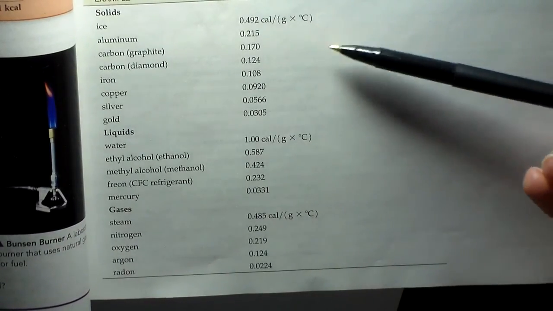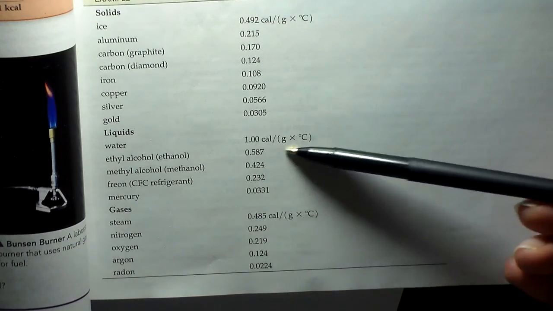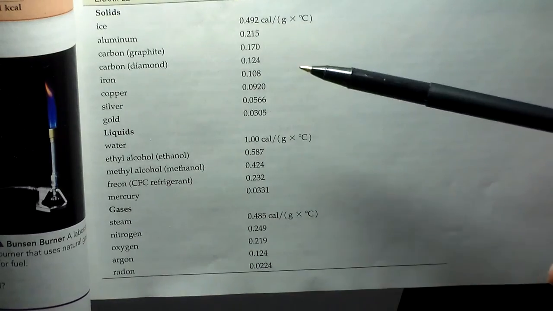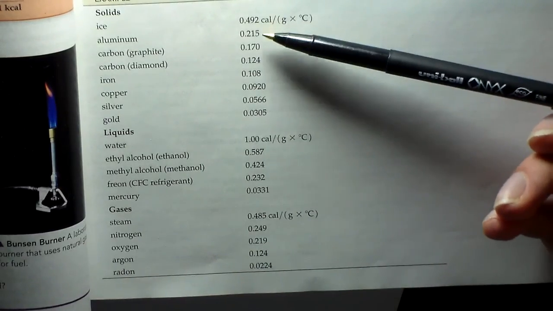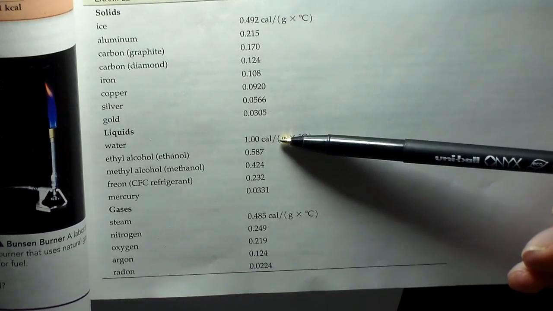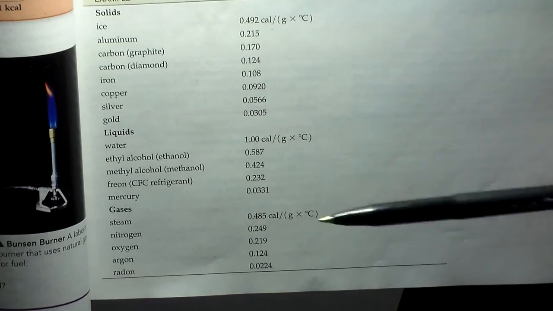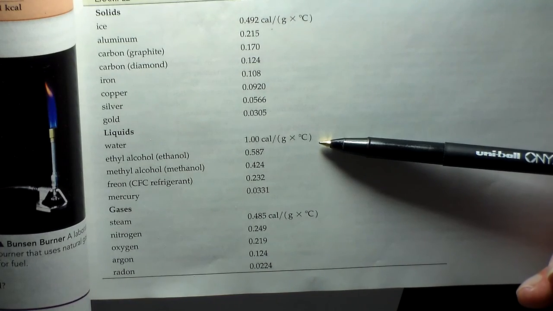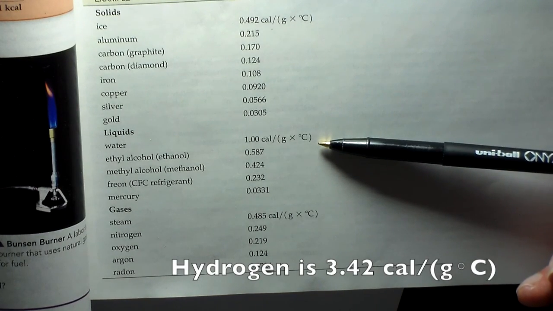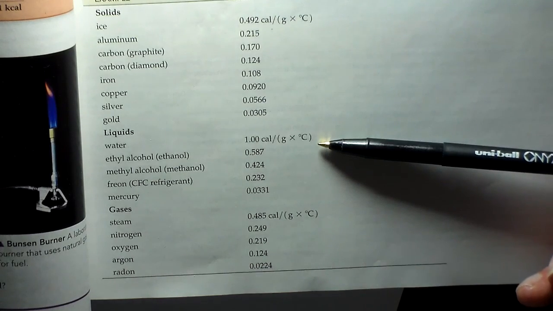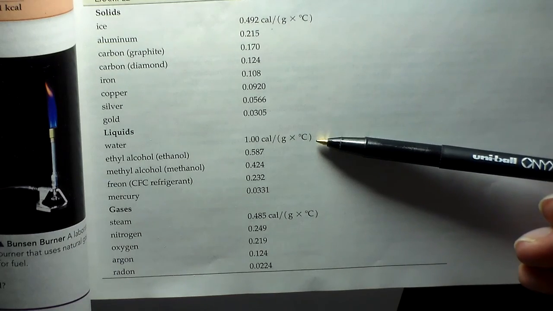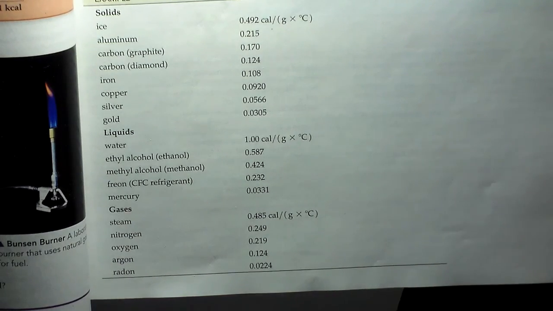So notice the units on all these. These are calories per gram degree Celsius for all of these. And here we have solids, liquids, and gases. If we just look here, water has the highest specific heat of these substances, and water actually has one of the highest specific heats of any material. Hydrogen is actually the highest, but it's a gas and it's kind of impractical to do anything with it. So water is the highest one that you'll deal with on a day-to-day basis, really.